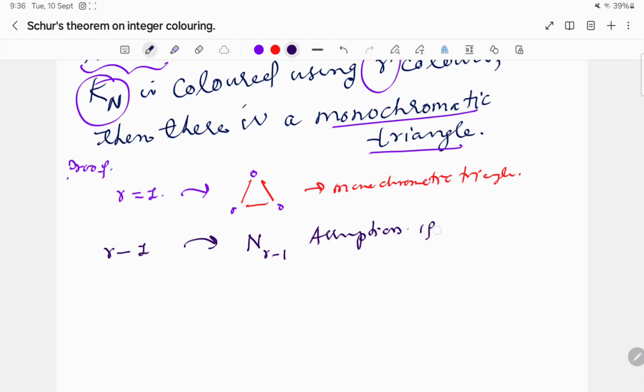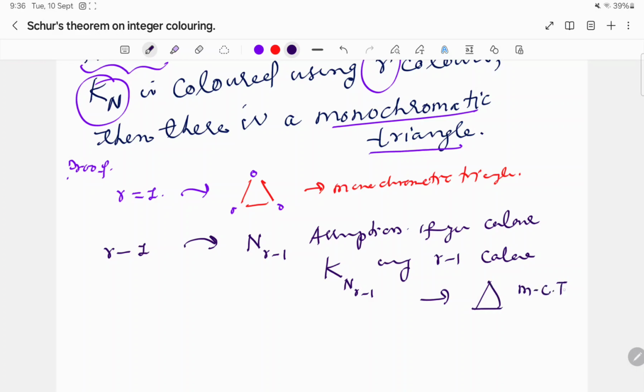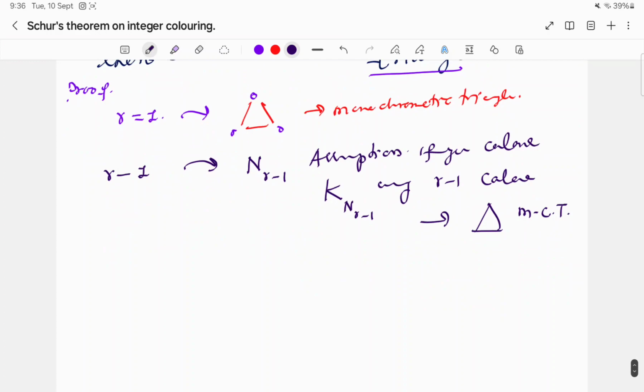If you color the complete graph on N_{R-1} using R minus 1 colors, you get a monochromatic triangle, MCT, right? So this is your assumption. Suppose you color K_{N_{R-1}} using R minus 1 colors, then you get a monochromatic triangle. Okay, now we have to prove this is true for R colors.